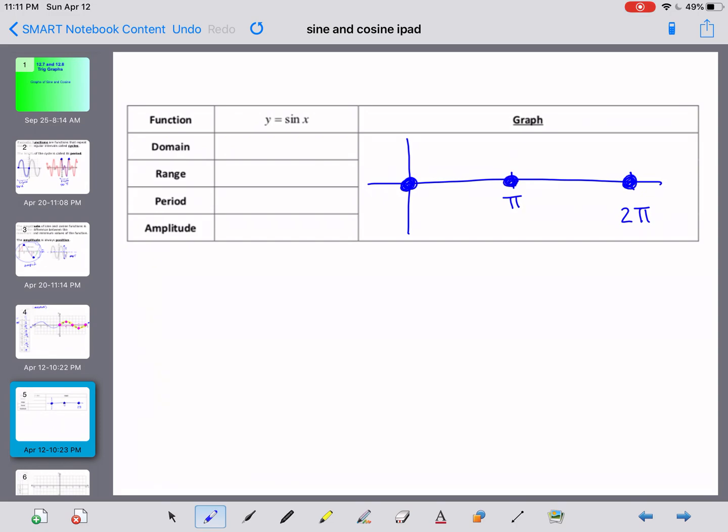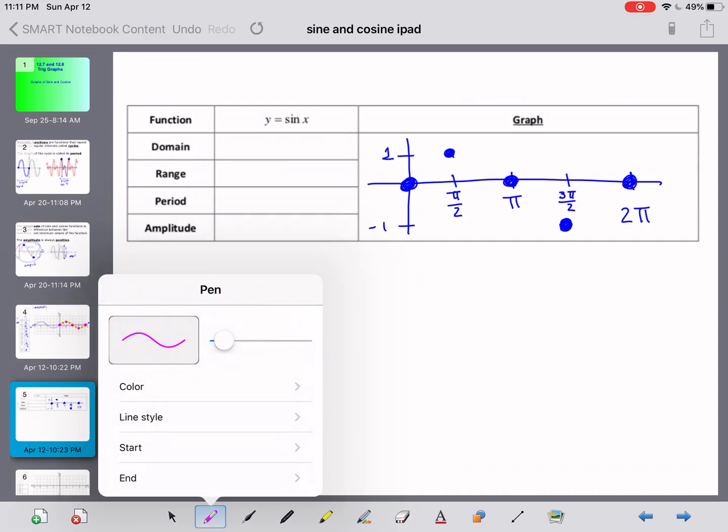And this is where you would want to start taking notes, by the way. And then the 2 smaller midpoints, okay, this would be pi over 2. At pi over 2, we're going up to 1. And then the other midpoint is 3 pi over 2. That goes down to negative 1. And those are your 5 critical points. So I'm going to connect them in a different color here.